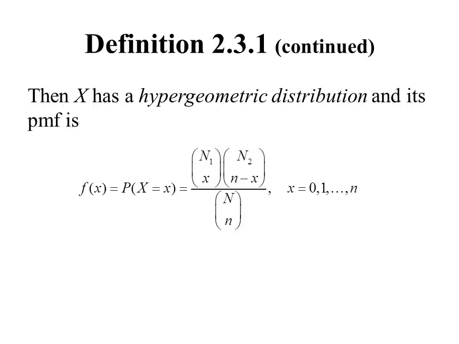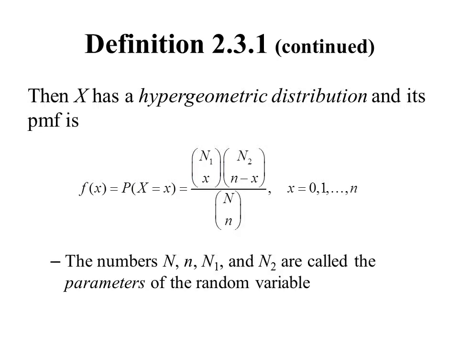So little f of x is, by definition, the probability that capital X equals little x, and we can calculate it using this formula here. These are all combinations. It's a combination times a combination divided by a combination. And our values of x can go anywhere between 0 and little n. Obviously, in a sample of little n, you can't have a negative number of type 1 objects, and you can't have any more than little n type 1 objects.